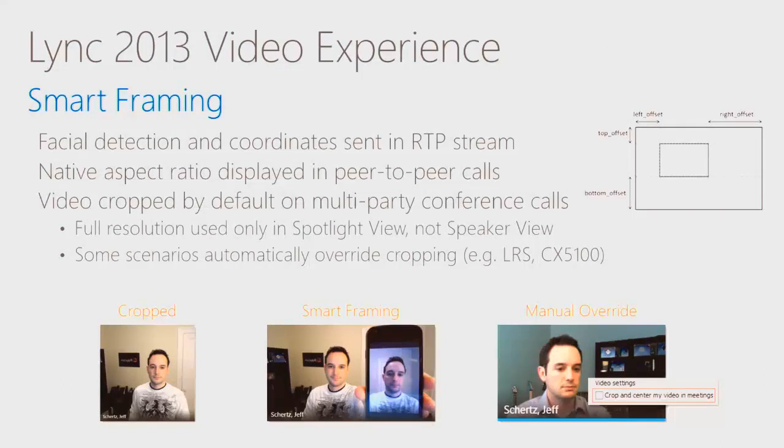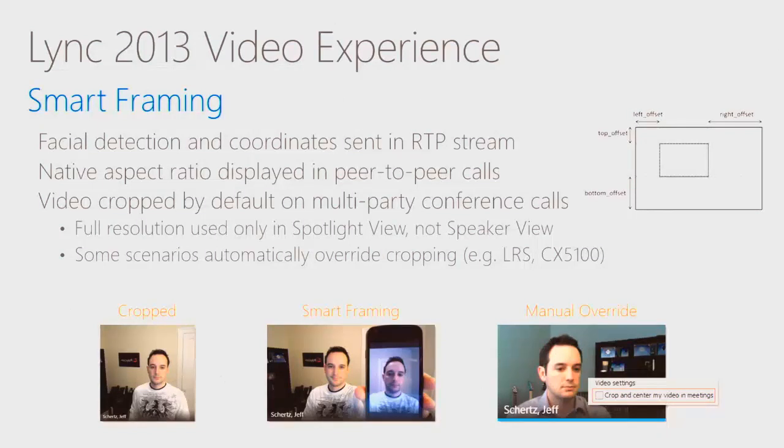But Lync is finding my face and sending coordinates in the RTC or in the RTP stream to the other Lync client, saying, "Hey, I don't know if you're going to crop depending on what you're doing, but if you are going to crop, here's where you should crop so that person's face doesn't vanish." So there's scenarios where the smart framing will not crop.